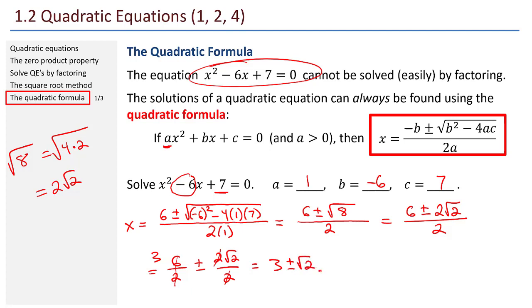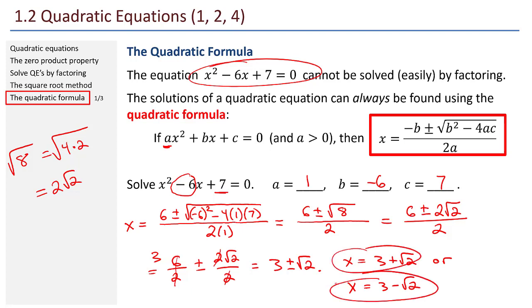So I could leave it there, or I like to explicitly write these out. What are the two different numbers that are solutions for the equation? And we get x equals 3 plus the square root of 2, or x equals 3 minus the square root of 2. These are the two values that x could take in order to make my equation actually true.